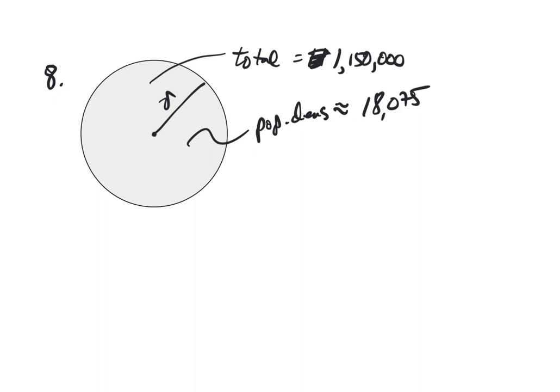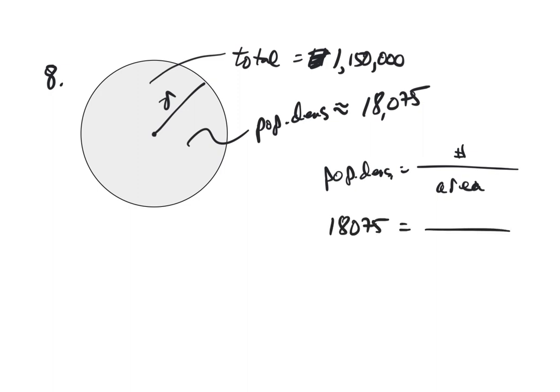Okay, so once again, our formula, population density, is going to be equal to the total number of people divided by the area. Our population density is 18,075. Our total population is 1,150,000. And the area is going to be pi multiplied by the radius squared, but unfortunately, they don't tell us the value for r. So we have to solve for it.